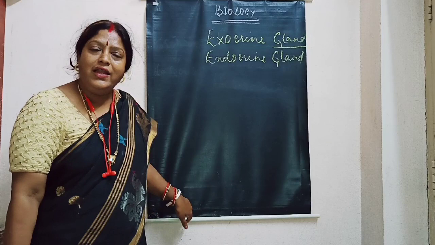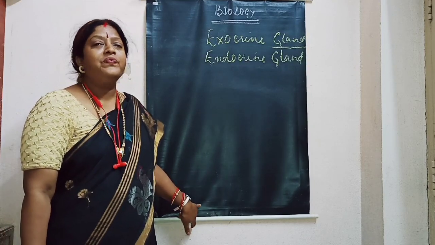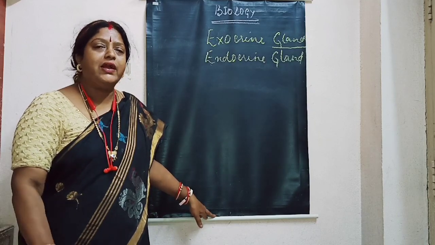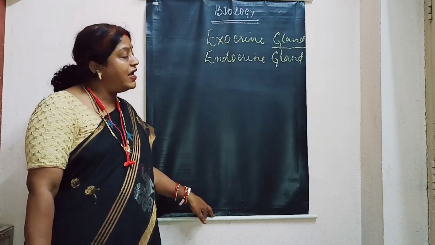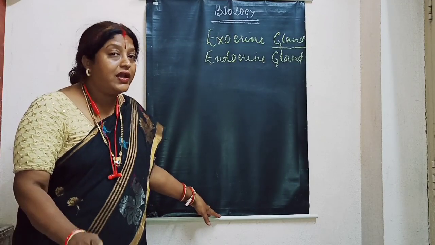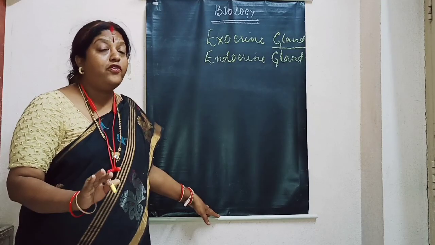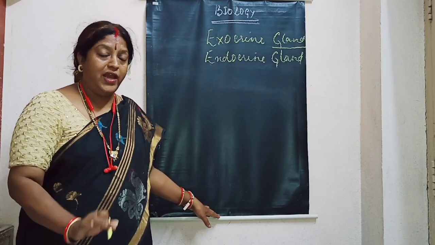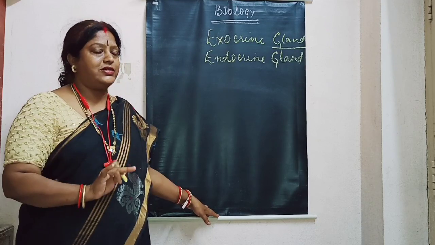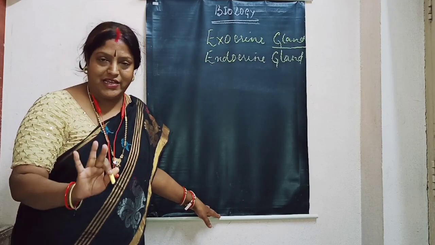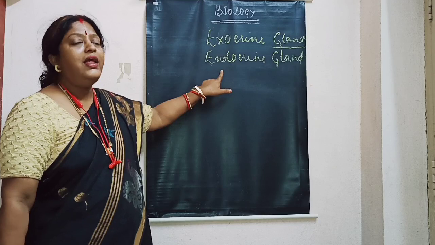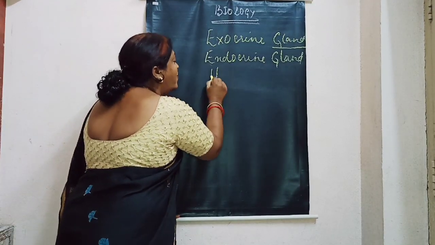A gland is a specialized tissue that releases secretions, that is, chemical substances, to perform a particular function. Depending on how they secrete these chemical substances, glands are of three types: exocrine gland, endocrine gland, and the third one is heterocrine gland.